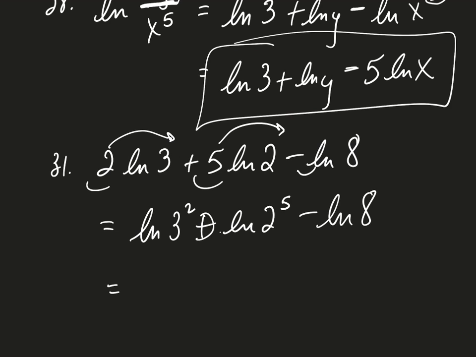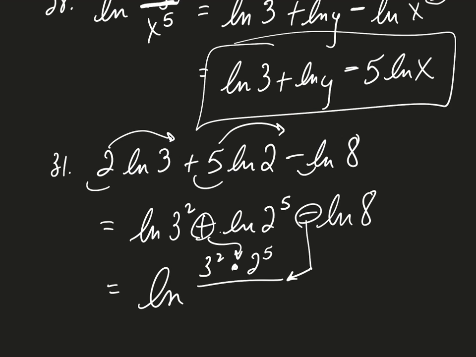Then what we can do is we can take the addition and subtraction and turn this into one log by multiplying. Remember, the addition now is going to turn into multiplication for the first argument and the second argument, and then subtraction turns into division with the third. Okay, so our best answer is ln of 3 squared times 2 to the 5th divided by 8.